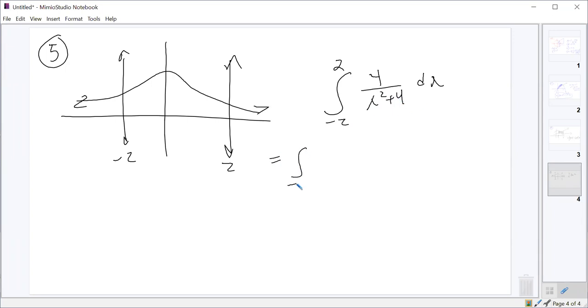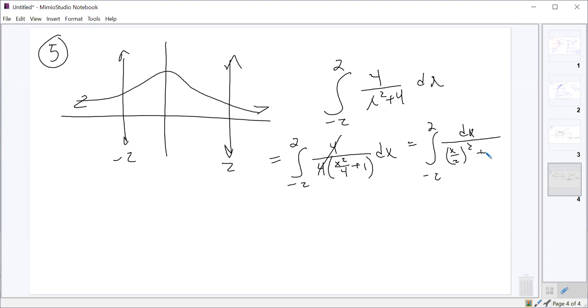So, -2 to 2, we got the 4 up here, and if we take a 4 out of the denominator, that makes x squared over 4 plus 1. I can then cancel those 4s, and rewrite this as an integral from -2 to 2 of dx over (x over 2) squared plus 1. If you do your u sub, u equals x over 2, then du is a half dx. Put a 2 in to cancel out the 1/2.